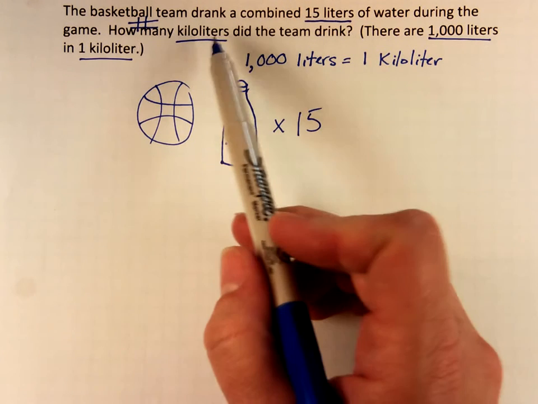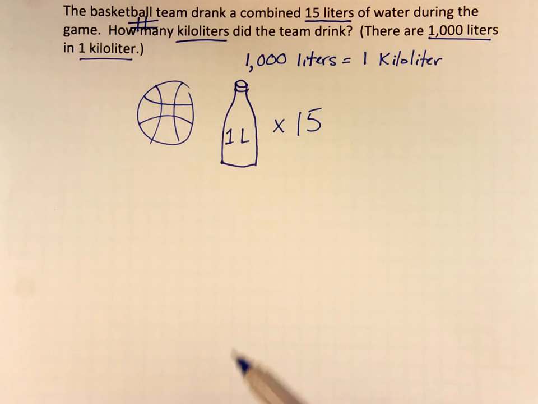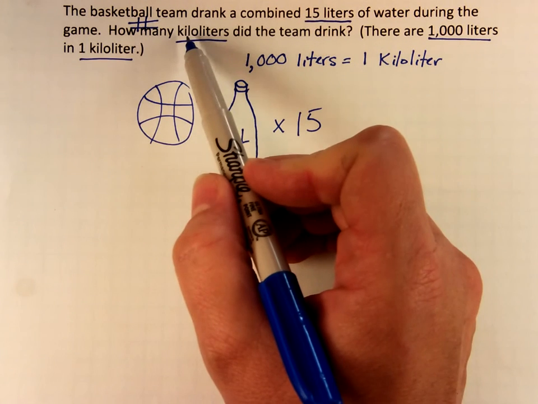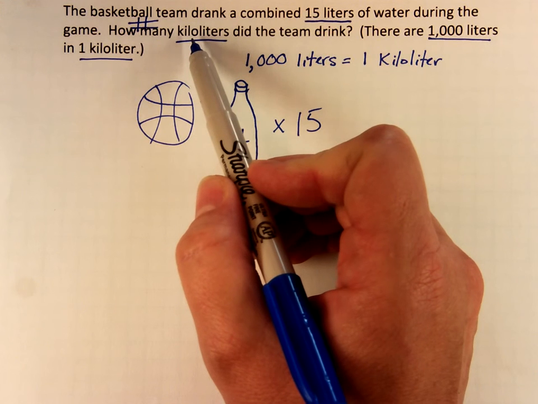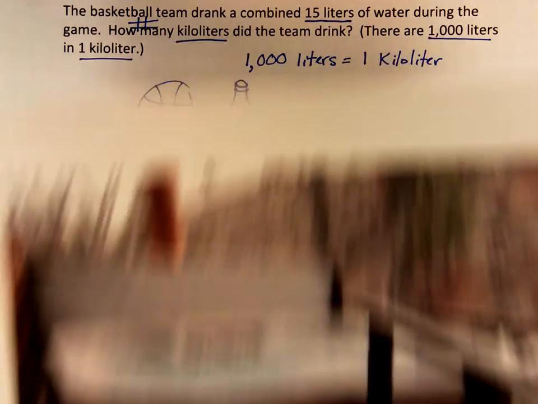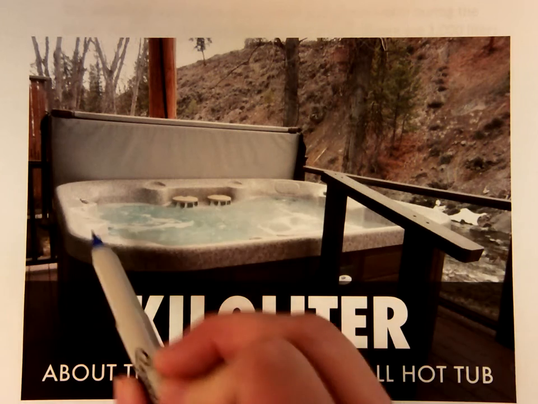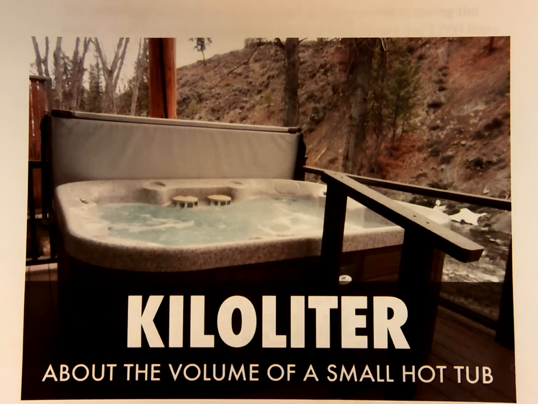Well, next I said, what exactly is a kiloliter? How big is that? I know that kilo, the prefix kilo, stands for 1,000. So it must be larger than a liter. When I Googled that, this is what I got. Kiloliter, about the volume of a small hot tub. So all that water inside of the hot tub is about 1 kiloliter.